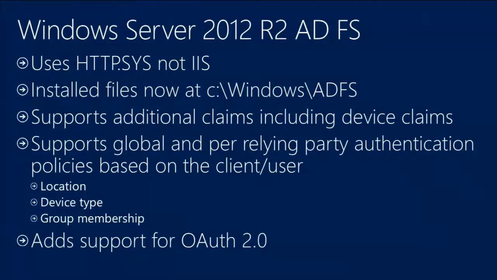The install directory is under Windows ADFS, so if you need to look for the config files for turning on tracing and things like that, then you go into that particular directory. There's support now for additional claim types, including device claims. So this is where we have a workplace join device, all right? And we have certain claims about the device. So the operating system it's running, is it managed, is it registered, and so on.